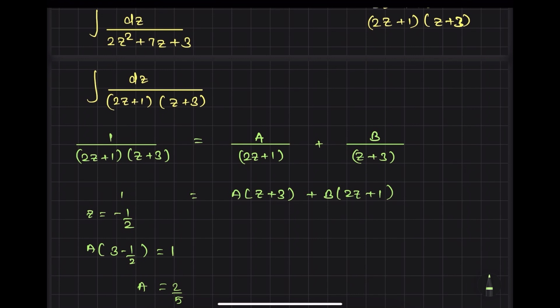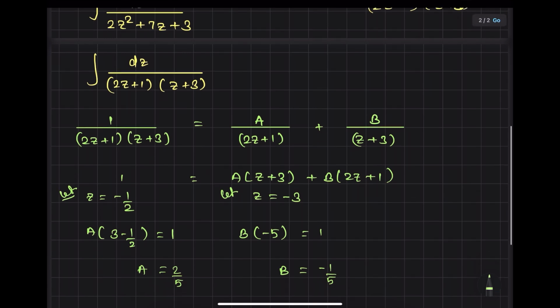Now similarly we will find out the value of b by taking z equals minus 3. So this time a will become 0. Okay, so we will have b times minus 6 plus 1, so minus 5, equals 1. So the value of b becomes minus 1 by 5. Okay, so we got the values of a and b.